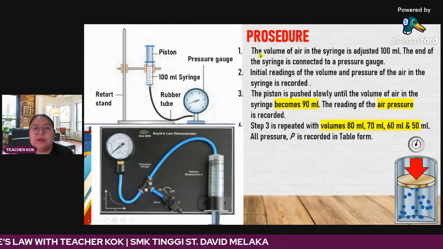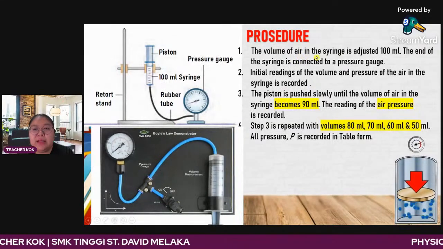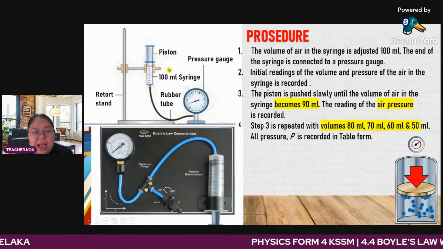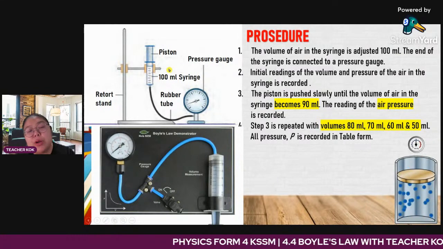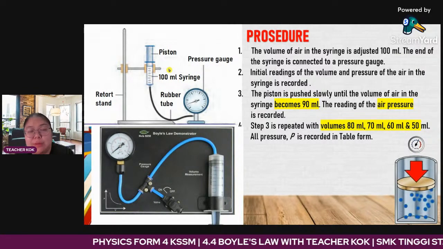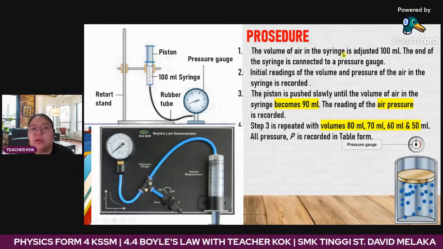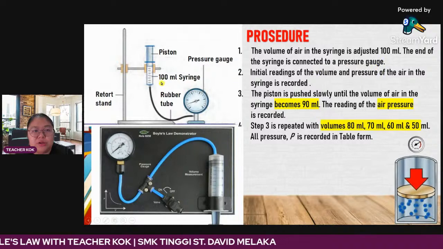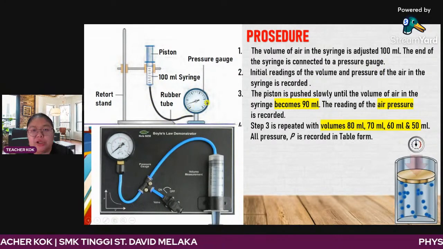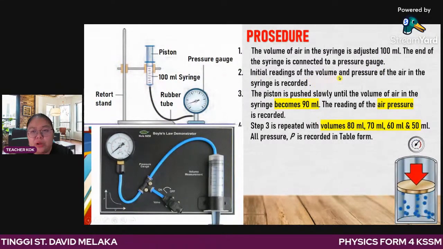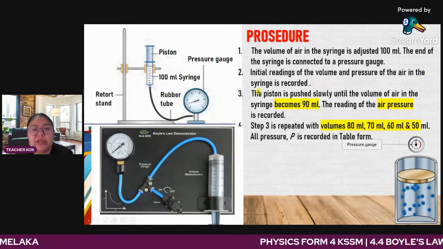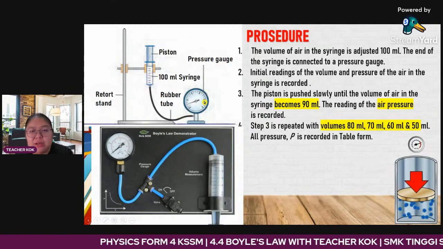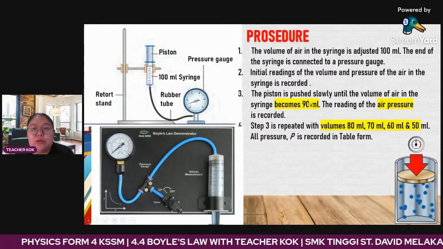So from here, the volume of the air in the syringe is adjusted to 100 ml. So when starting at 100 ml, that means you pull the piston until maximum height. The end of the syringe is connected to the pressure gauge, so you join a tube to the pressure gauge. The initial reading of the volume and pressure of the air in the syringe is recorded. So when starting, how much is the pressure? You just record it.